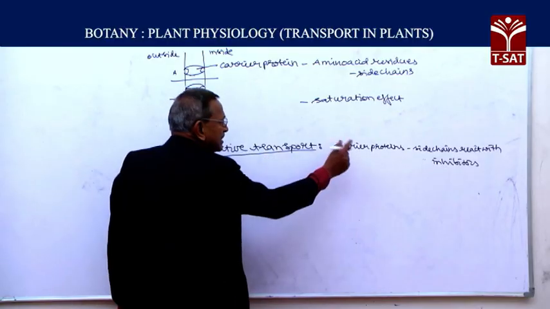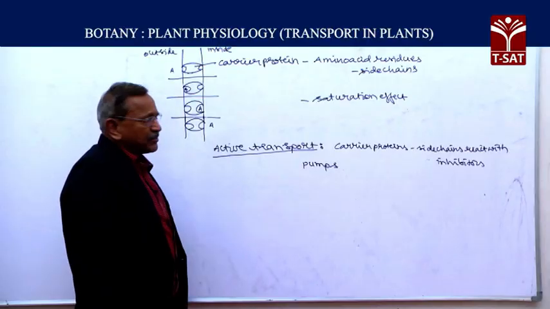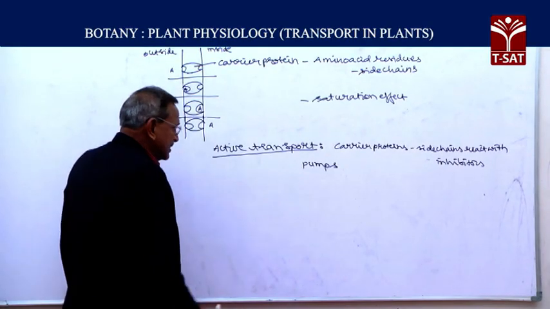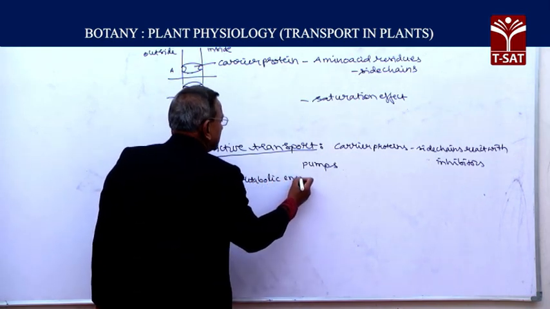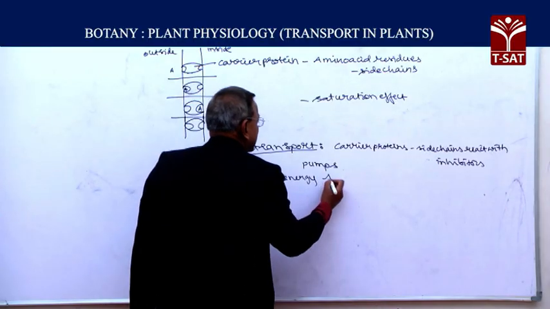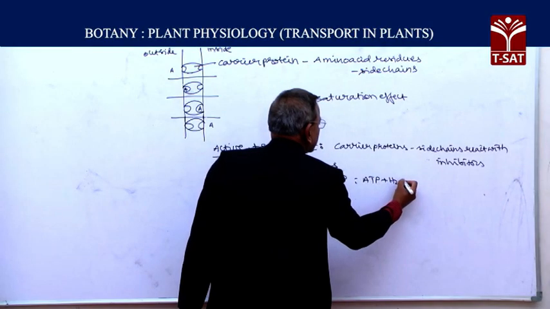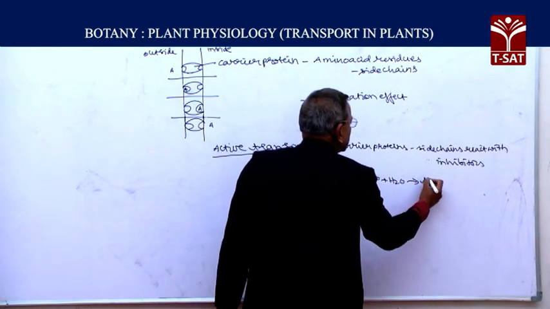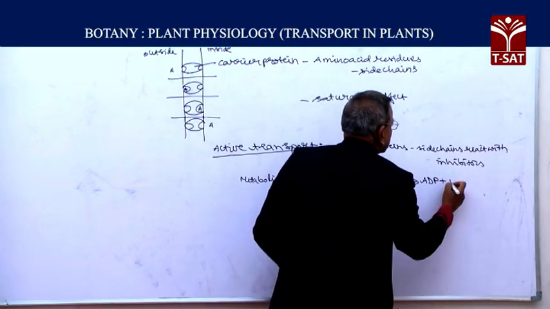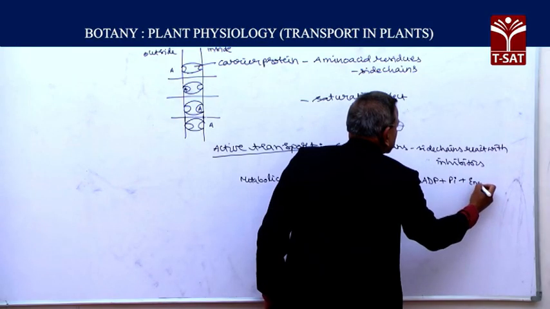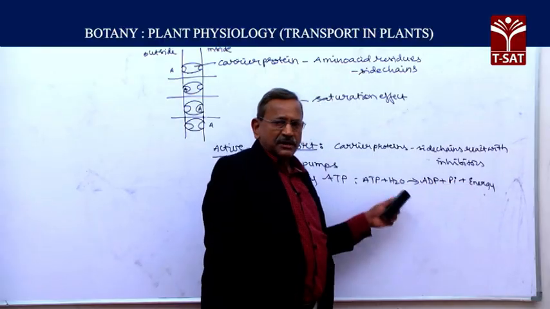Here the carrier proteins are normally described as pumps. They require metabolic energy, ATP. The ATP is hydrolyzed, producing ADP, inorganic phosphate, and energy. Using this energy, solutes are transported.